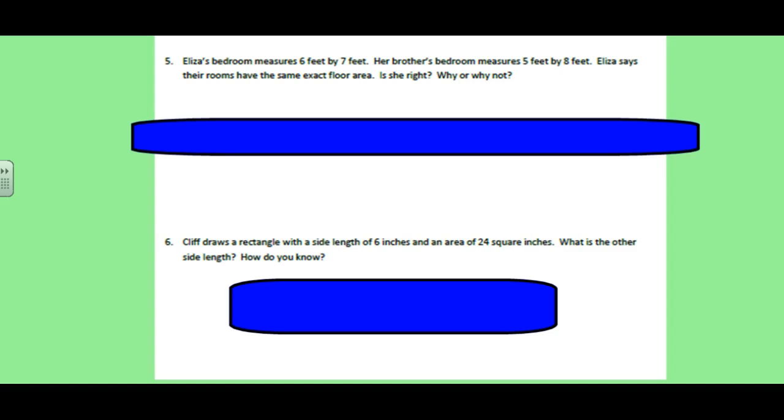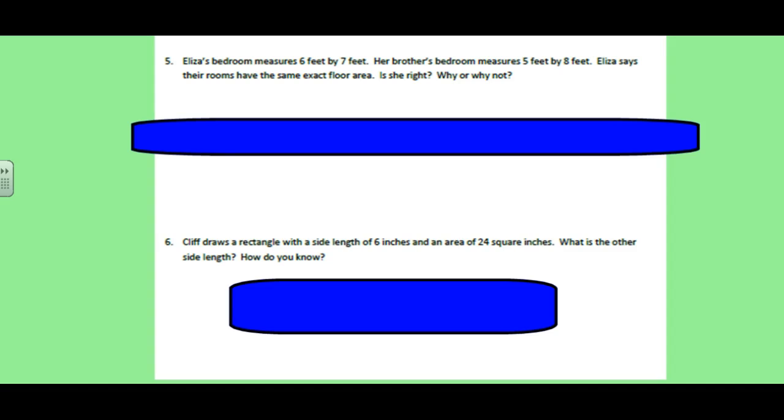Eliza's bedroom measures 6 feet by 7 feet. Her brother's bedroom measures 5 feet by 8 feet. Eliza says their rooms have the same exact floor area. Is she right? Why or why not? So once again, you need to draw a picture, which is going to be an area model.